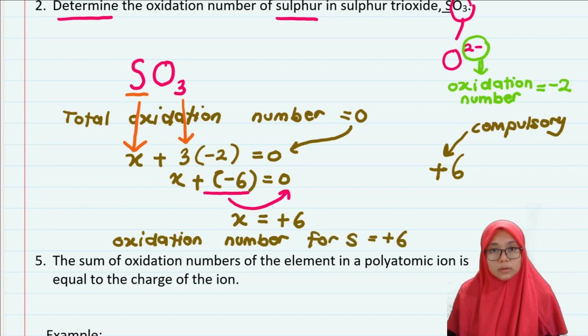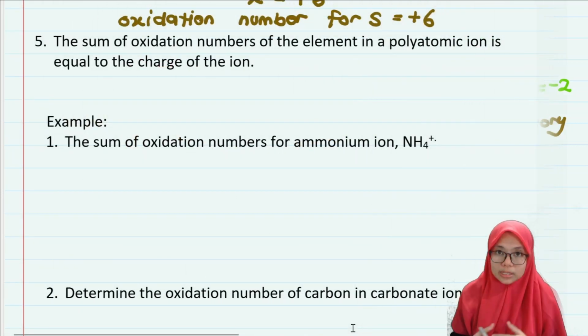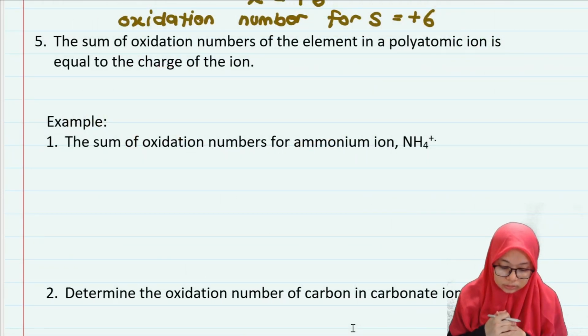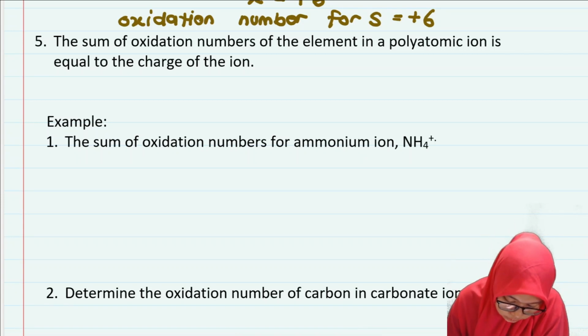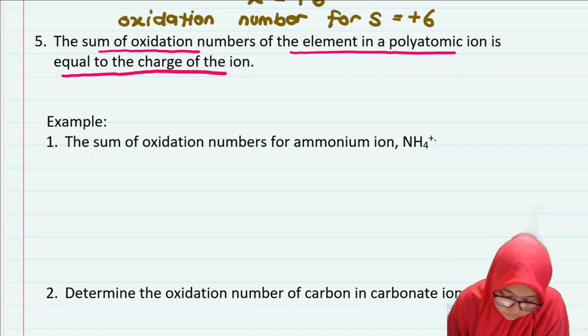That is the meaning for the fourth rule. Okay, now let's look at rule number 5. It says that the sum of oxidation numbers of the elements in a polyatomic ion is equal to the charge of the ion. So as you can see here, the sum of oxidation numbers for the ammonium ion.